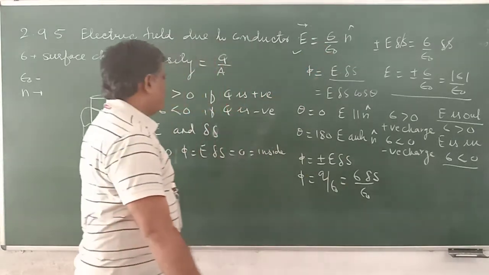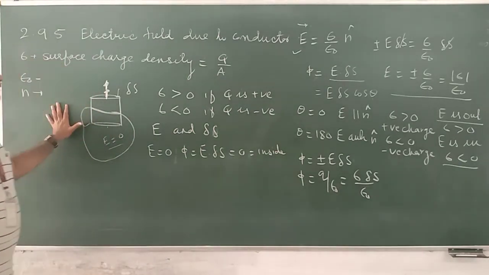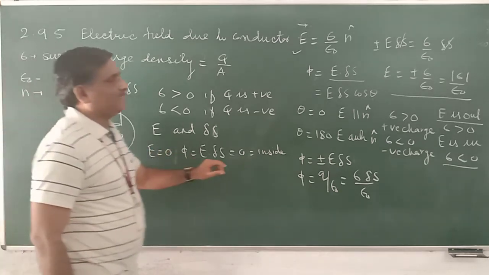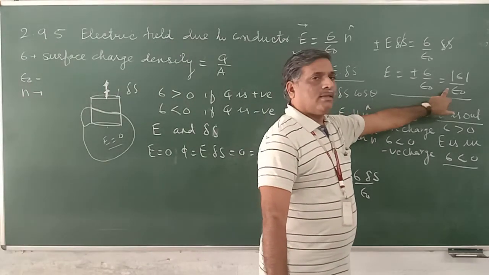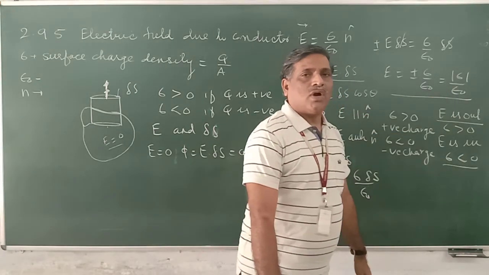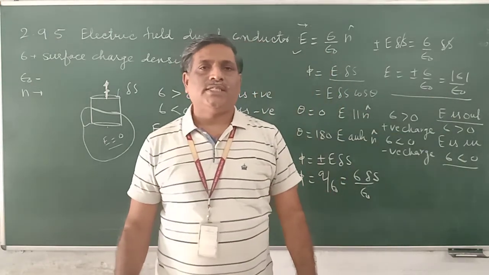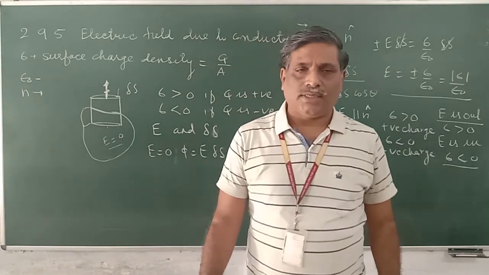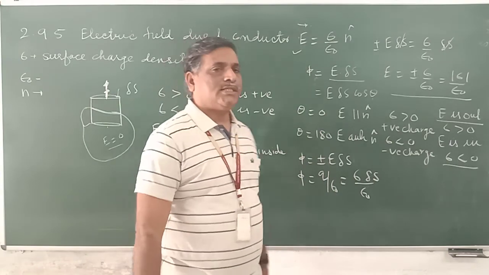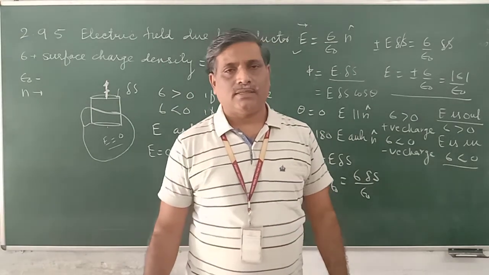This is the expression for the electric field due to a charged conductor of any shape. You can easily see from this expression that the electric field at any point does not depend upon the distance of that point from the conductor. It is independent of the distance of the point from that conductor.